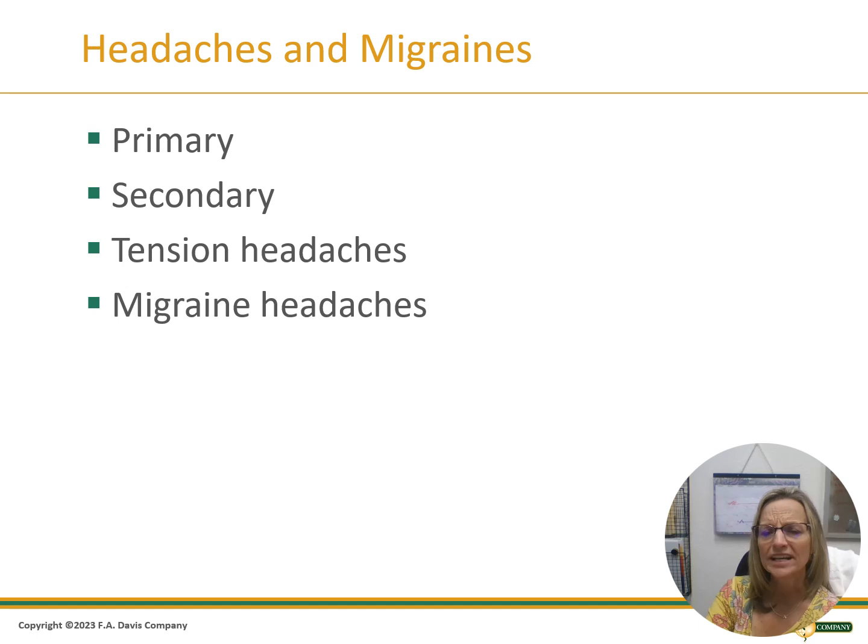Primary headaches, that's where the headaches occur spontaneously and not because of any health problems or trauma. These are your migraine and your tension headaches. Secondary headaches happen because of something else, such as an infection, head injuries, or a brain tumor.